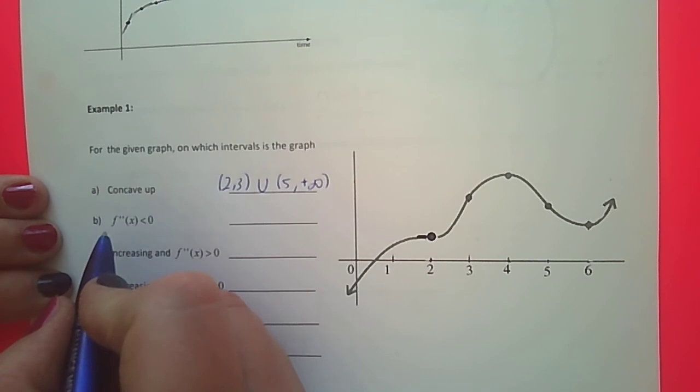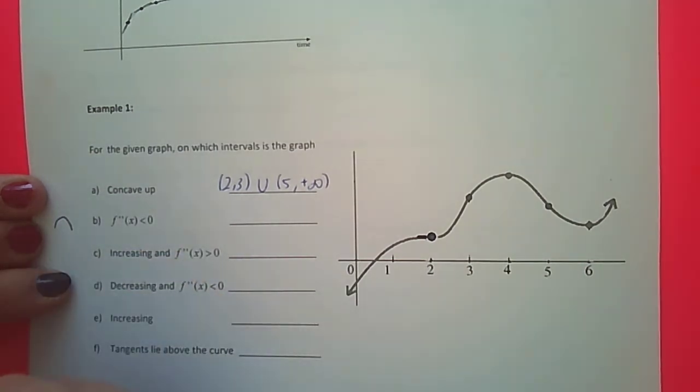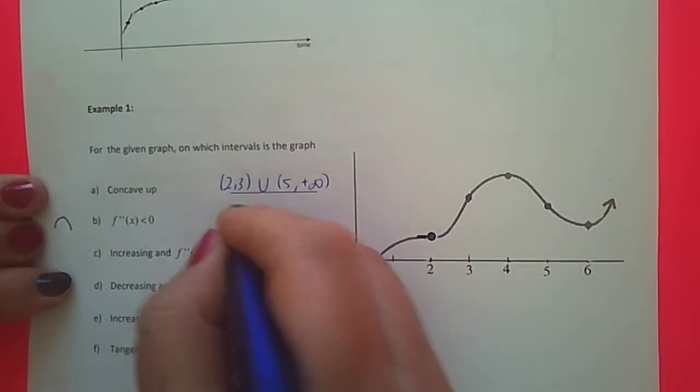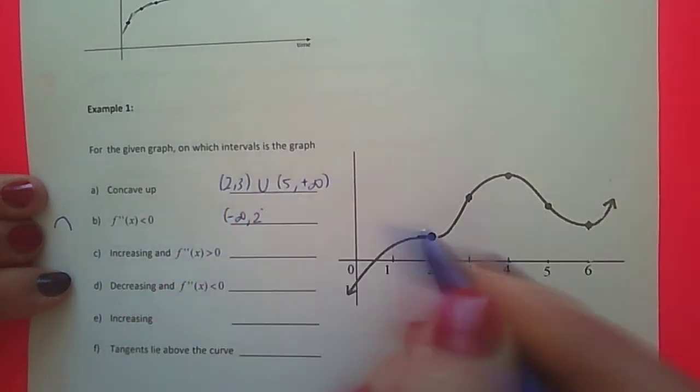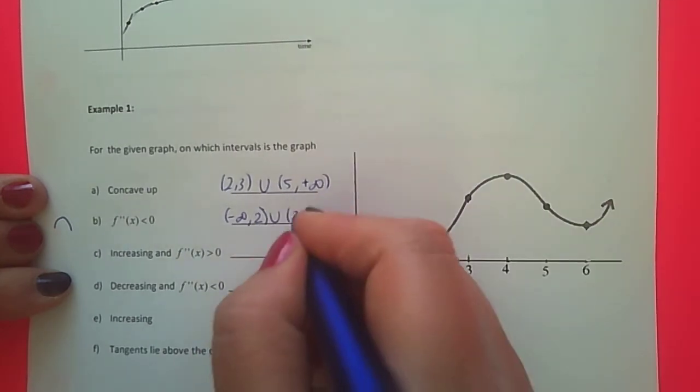Let's look at part B, where the second derivative is negative. Means the original function is concave down. So the function is concave down from negative infinity to 2 and from 3 to 5.